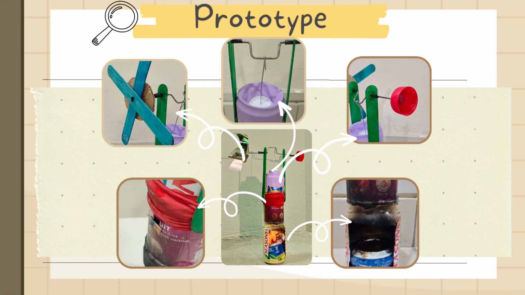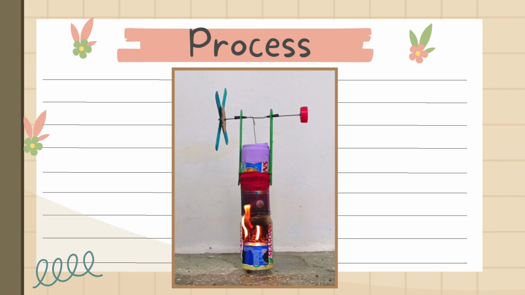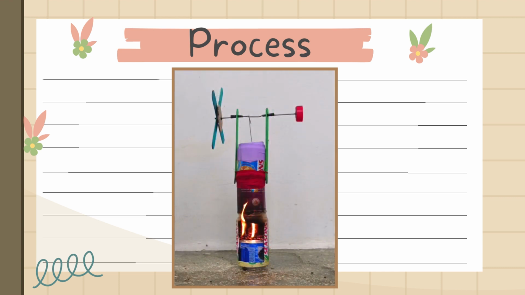So this is how our steam engine works. First, the steam engine was placed on a stable surface and it was positioned to allow the fan and piston movements to be easily observed and recorded. Secondly, the heat source was set up underneath the tank. Then the tank was heated. As the water inside the tank started to boil, it produced steam.